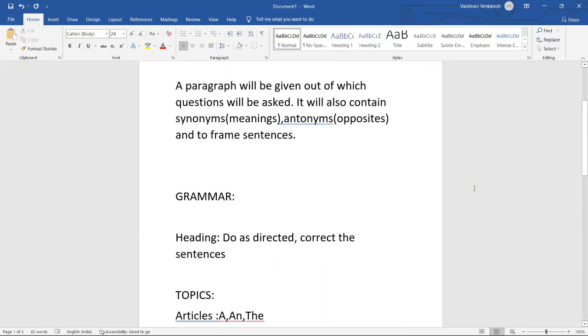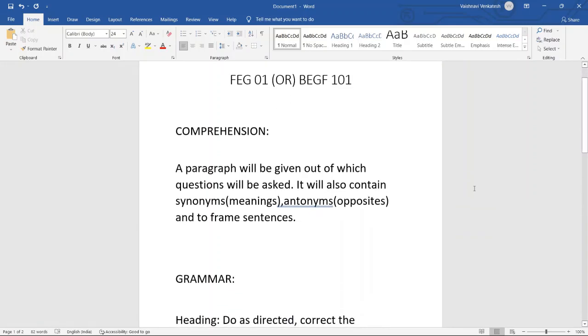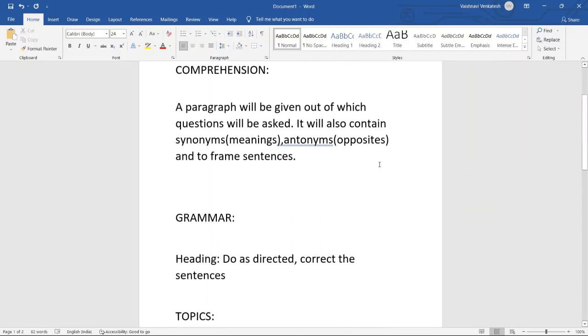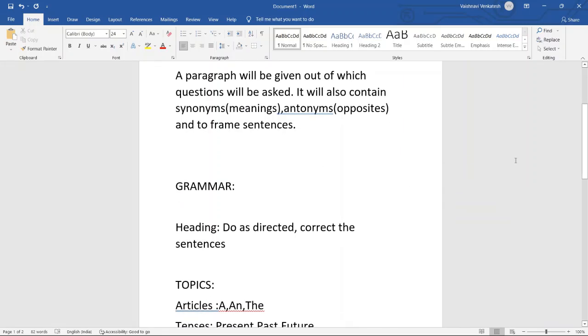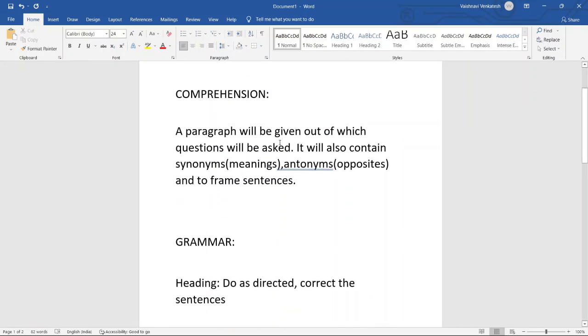Today we'll be looking at the grammar section and the comprehension section of FEG 01 or BEGF 101, which is also called Foundation Course in English. This will be done very fast and my friend will be taking you through these two sections, and we'll also be covering the past 10 attempts question paper with answers. Okay, so let's start with this. My friend will be talking to you now.